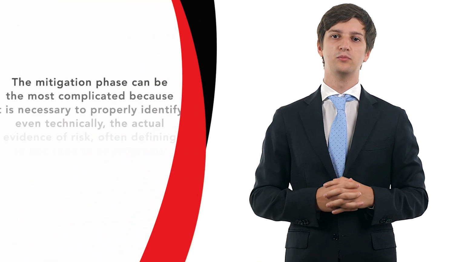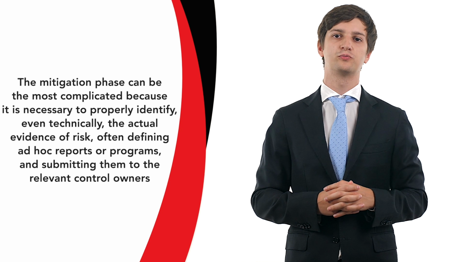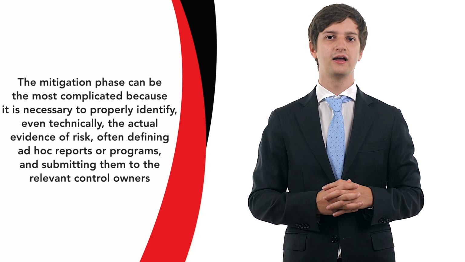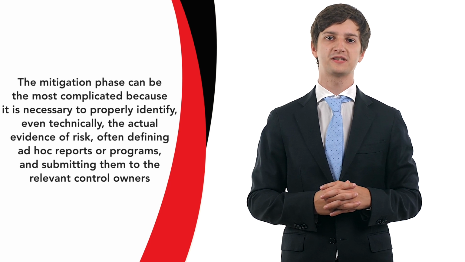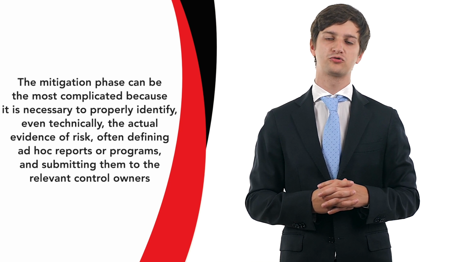Let's talk about the mitigation phase. What does it mean? If in the previous phase, i.e. remediation, it has not been possible to solve all risk situations, then compensatory or mitigation controls need to be evaluated. That is, the risk situation is accepted, but a control must be introduced to allow monitoring of the risk situation. The mitigation phase can be the most complicated because it is necessary to properly identify, even technically, the actual evidence of risk, often define ad hoc reports or programs, and submit them to the relevant control owners.